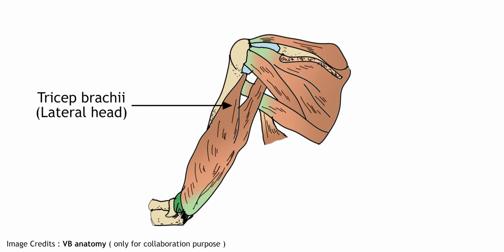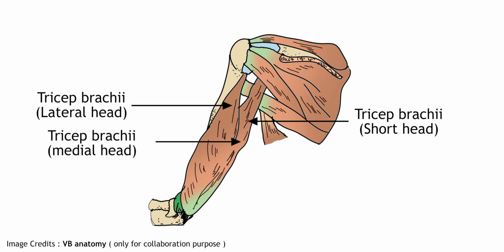Moving on from the anterior aspect of the body to the posterior aspect, we are going to understand the tricep muscle group. As the bicep is composed of two muscles, the triceps are composed of three muscles: the tricep brachii lateral head, the tricep brachii short head, and the tricep brachii medial head. So what is the origin and insertion of these three muscles of the tricep?